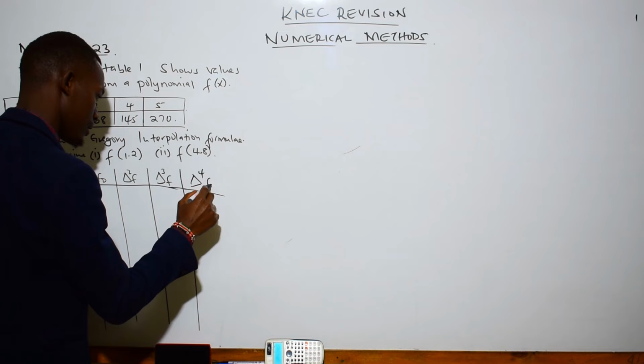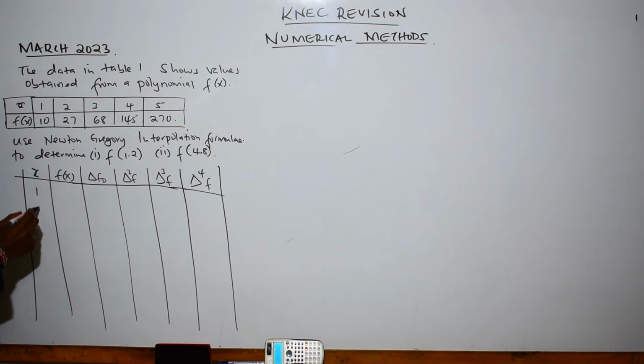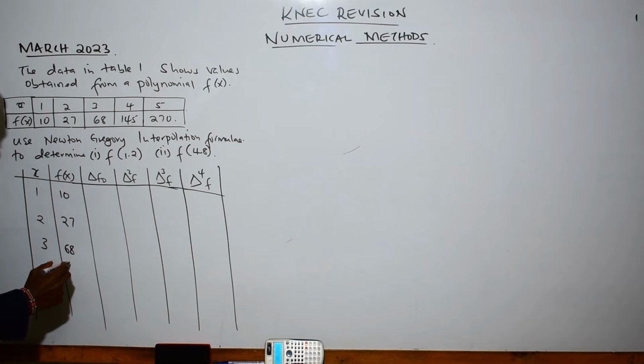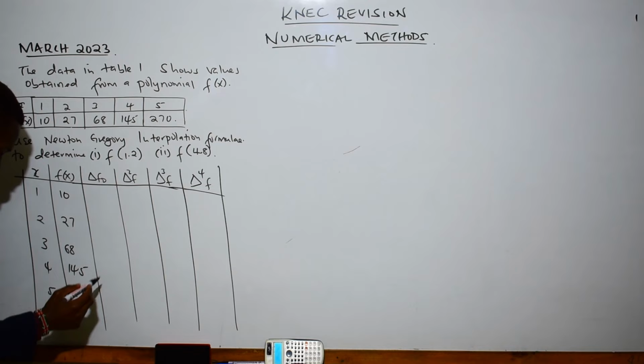Alright, then we have the values of x. We have 1, 2, 3, 4 and 5. So when x is 1, the value will be 10. This one will be 27, this one will be 68, this will be 145, and last we will have 270. Now you can start checking the differences.